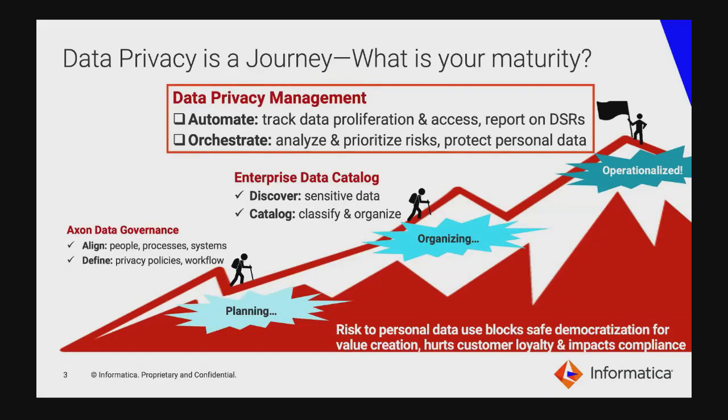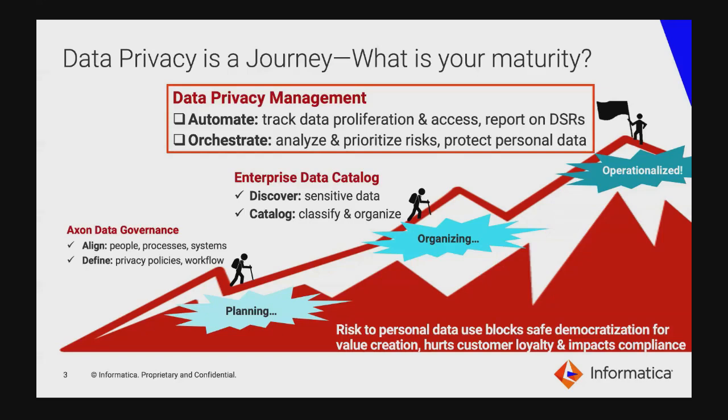Informatica has products which can help you in all these three parts. We have the Axon Data Governance product, which will help you in planning for your regulations and compliance to regulations. It aligns people, processes and systems, and it helps you define your privacy policies and define your workflows of how you want data to be moving across your different systems.